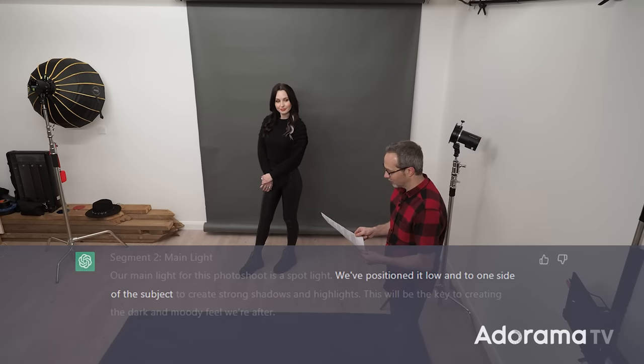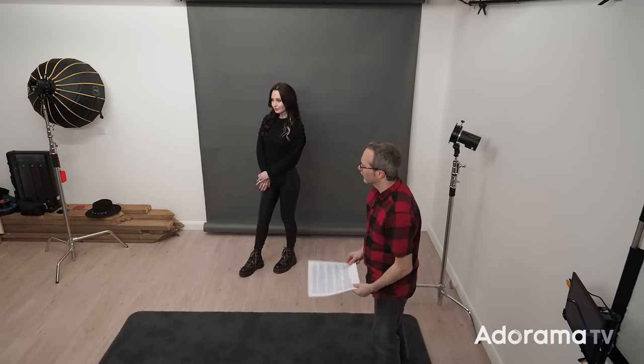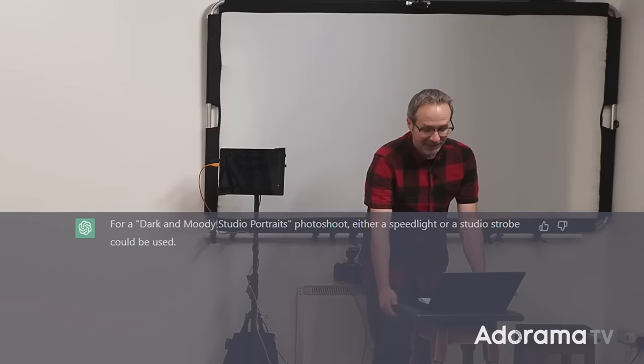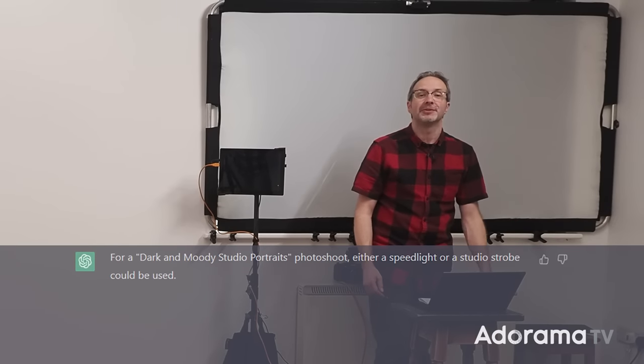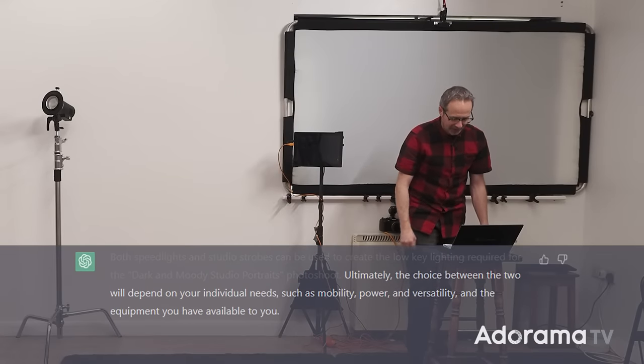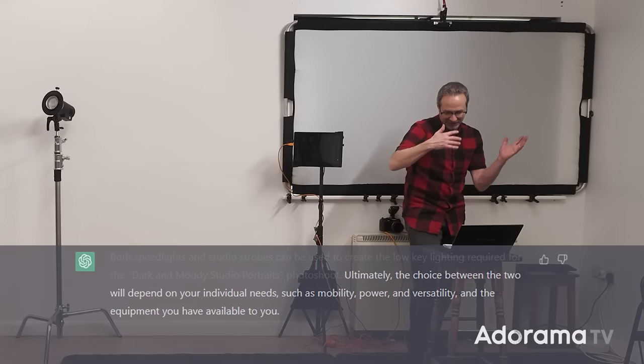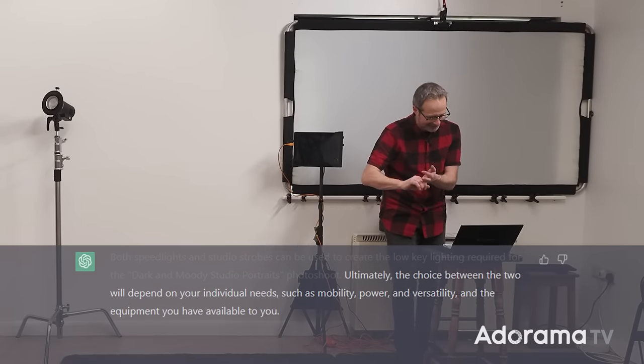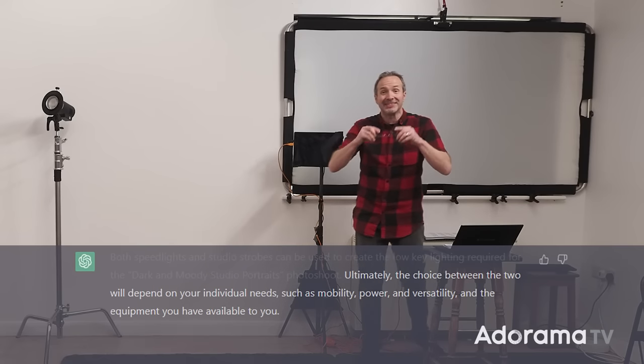I'm going to start with the obvious question, what sort of light? And after a little bit of a wait, we have our reply, and the answer is not very helpful. It says either a speed light or a studio strobe could be used. Brilliant. Ultimately, the choice between the two depends on whether the individual needs such things as mobility, power, versatility, and the equipment you have available. And that is genuinely the best advice.